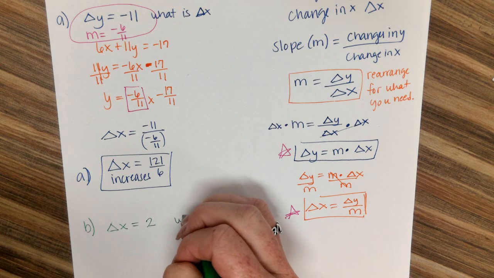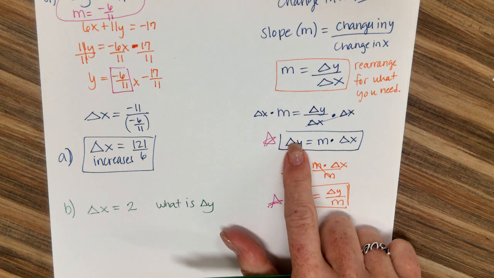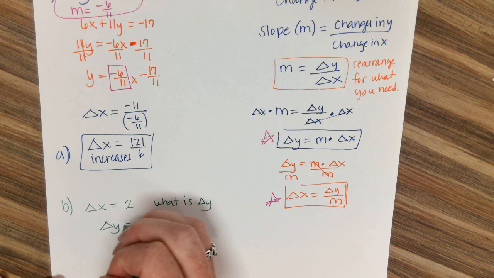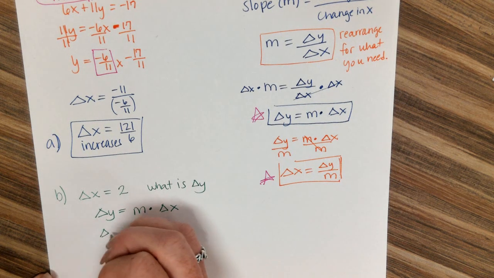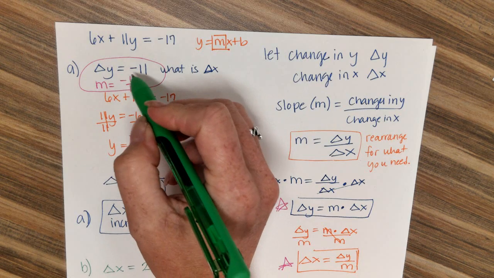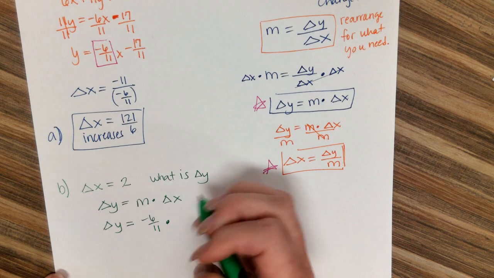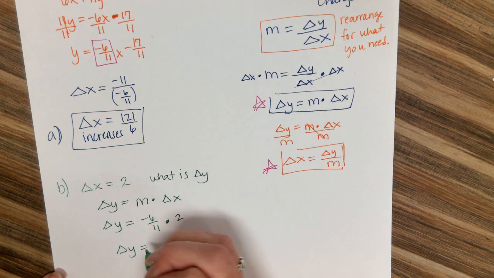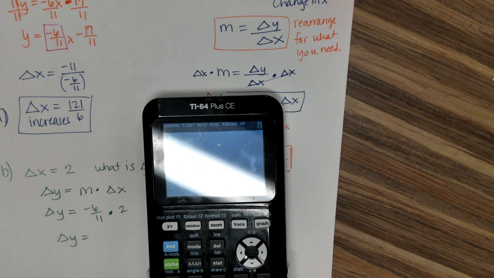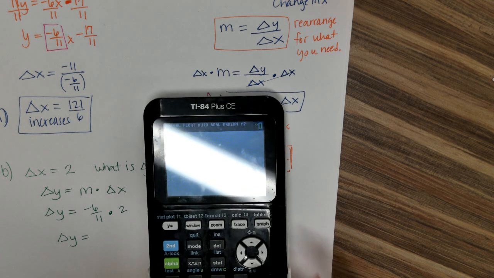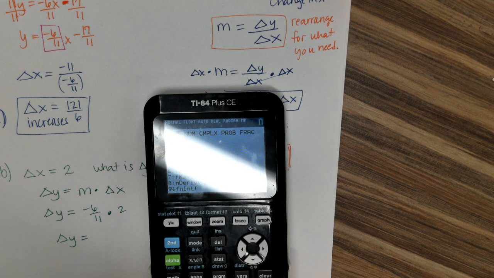So we're looking for the change in y. So I'm going to use this one because I'm looking for the change in y. So the change in y is equal to the slope times the change in x. So the change in y is equal to the slope, which we already solved for, negative 6/11, times the change in x, which they said is 2. So the change in y, multiply straight across, or we could just put it in our calculator, and that's negative 12/11. Negative 6/11 times 2 is a negative math fraction. Enter negative 12/11.